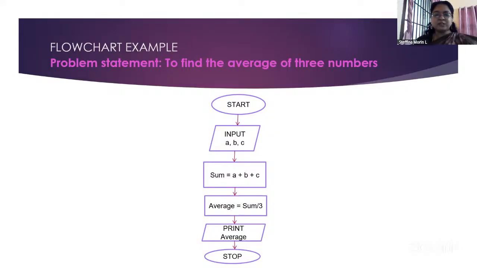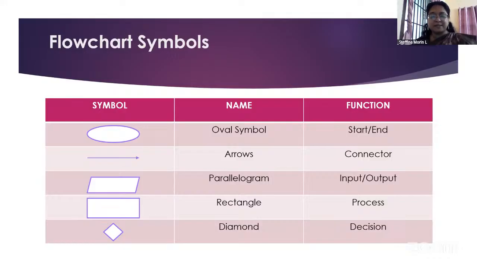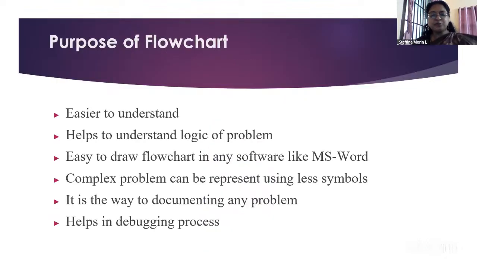So here, this one only. The purpose of the flowchart is that it is easier to understand and helps to understand the logic of the problem. You can easily draw your flowchart in MS Word itself. And a complex problem can be represented using fewer symbols, because if you are using any decision statements, you can use the diamond symbol itself. The diamond symbol is to represent any conditions you are using in your problem solving. Then it is a way of documenting any problem.